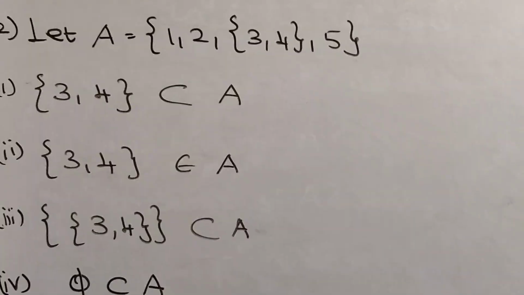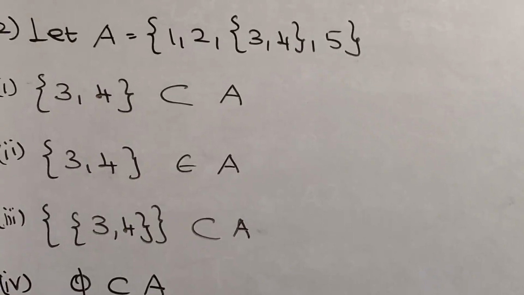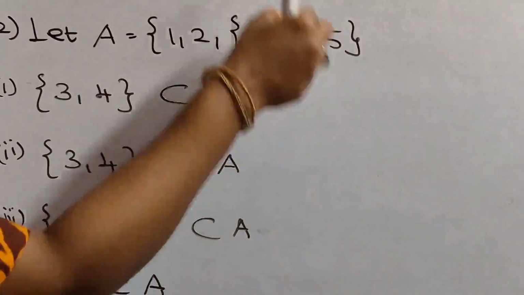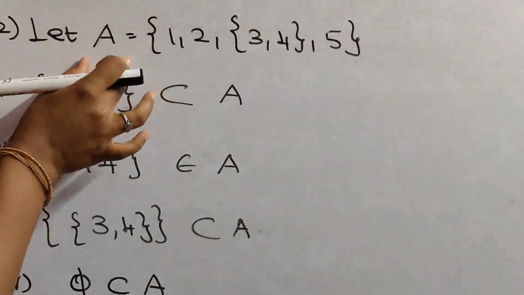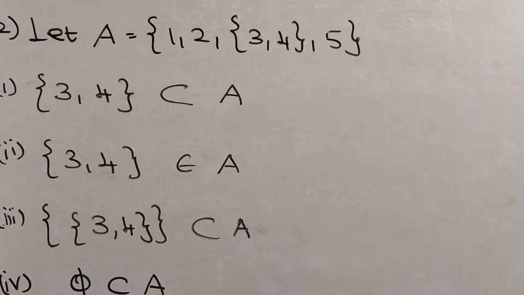Okay. Now we are going to see a very important problem. In this type of problem only, we will get confused whether it's an element of or a subset of. So listen keenly. Let A = {1, 2, {3, 4}, 5}. So these all together form one set. Now we have to say which of the following statements are incorrect, and why. The reason also we have to give, why it's incorrect. Okay. See the first subdivision.